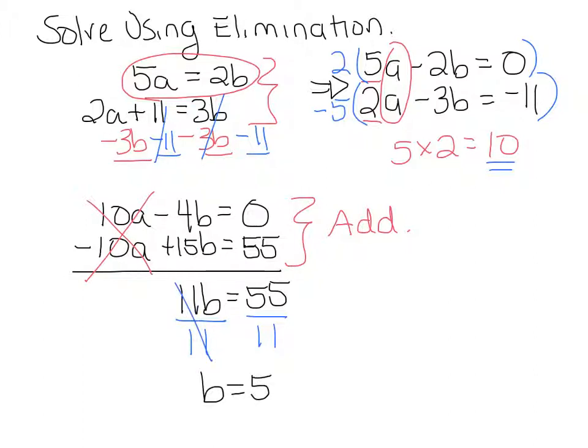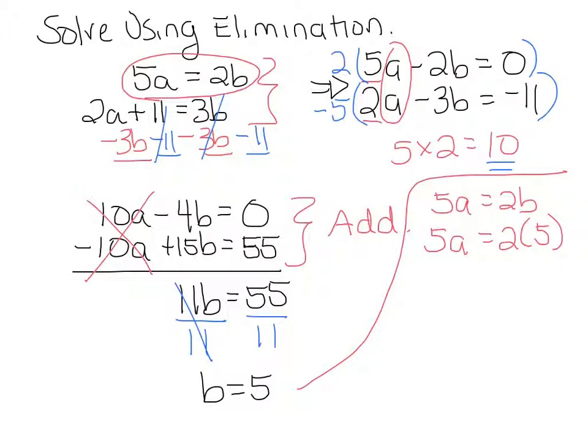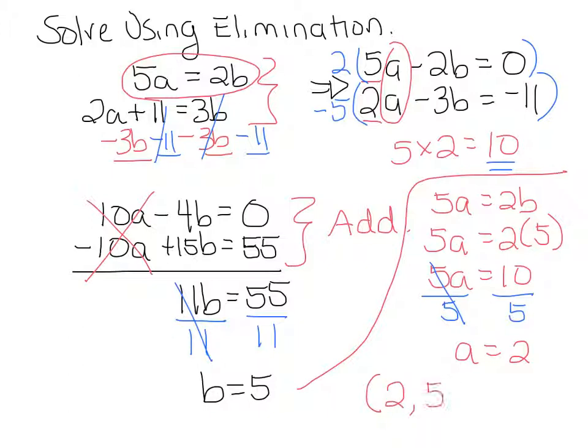b equals 5. Now that I know what b is, I can take b and plug it into one of my equations. The easiest equation I see is the first one. So I'm going to take 5a equals 2b and plug in b equals 5. 5a equals 2 times 5. This is 5a equals 10. And now I'm going to divide both sides by 5. a equals 2. Therefore, my solution is a equals 2, b equals 5.